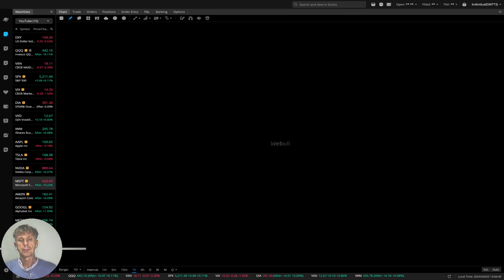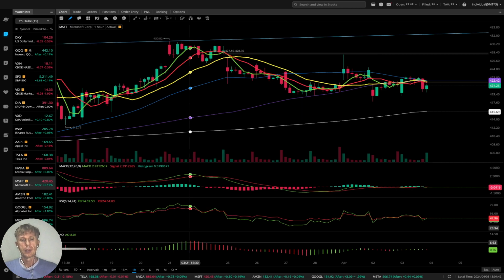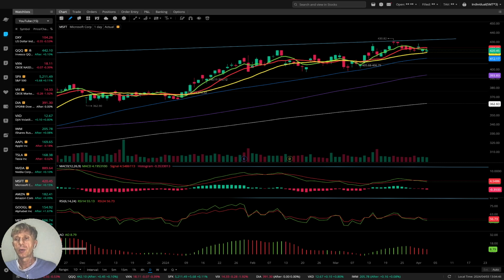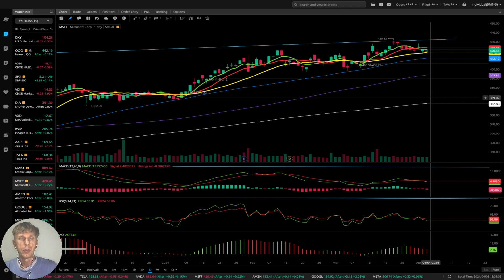Microsoft. Microsoft daily, MA5 yet bearish crossover over 10. Bearish trend, but last bar touched MA20. It can bounce from MA20, but so far, yeah, bearish reversal signal not confirmed because last bar still above MA20. Bearish signal.